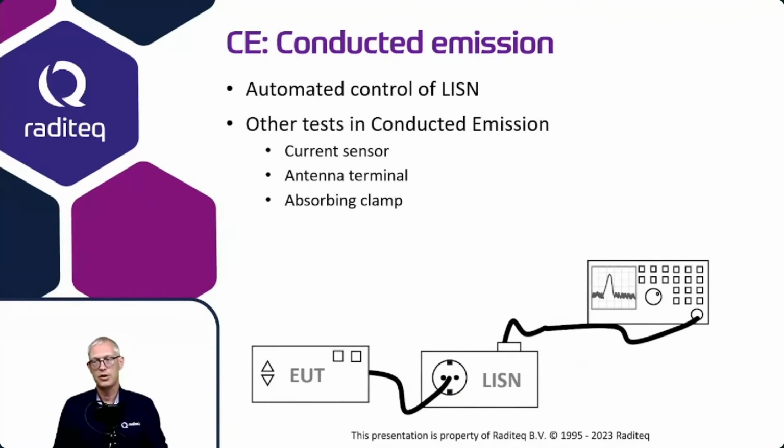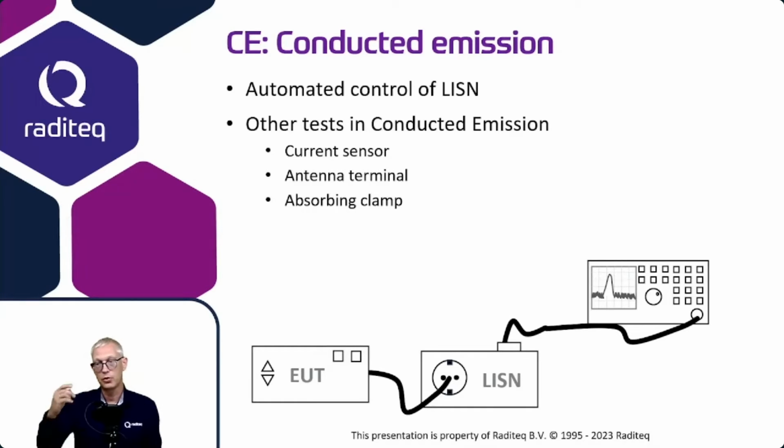And then for conducted emission, it's a very simple setup with an analyzer or a receiver connected to the LISN, where the EUT is connected to the LISN. It's a relatively simple measurement, but also supported. The automatic control of the LISN to switch between LISN lines is fully supported. So the engineer only has to start the test, and then automatically all lines are measured, the peaks are detected, and the peaks are final measured on the line where they had the highest value. So it's a fully automated conducted emission measurement.